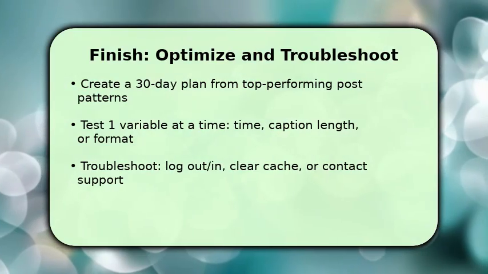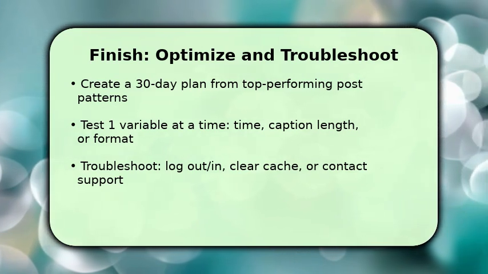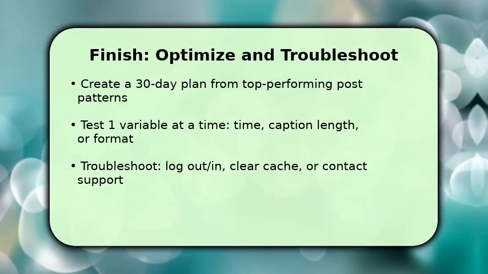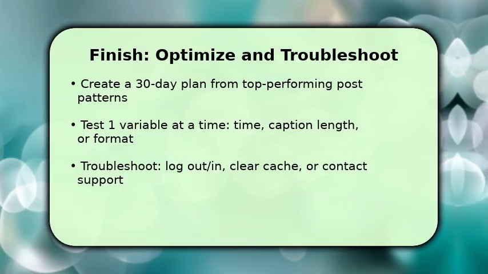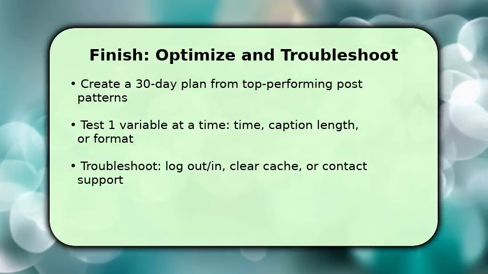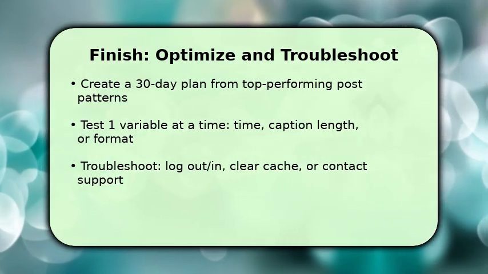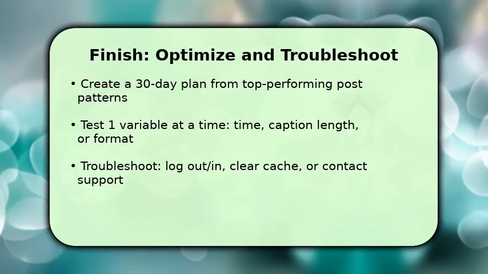To finish, build a 30-day plan based on your top-performing posts and audience active times. Prioritize formats that drive saves and shares. Then run controlled tests, changing only one variable at a time, for example post time versus caption length, so you learn what truly moves metrics. Finally, automate repeats of winners and monitor weekly.